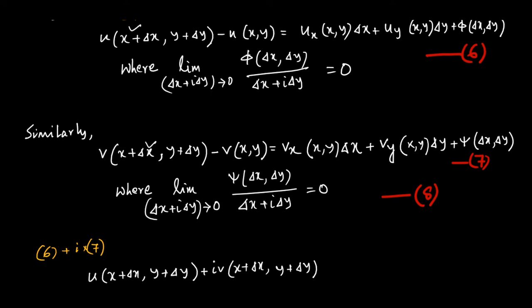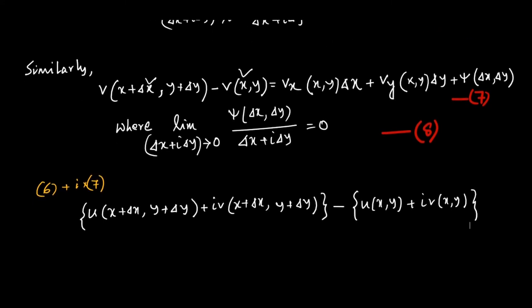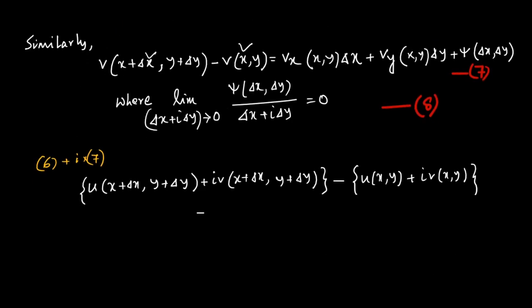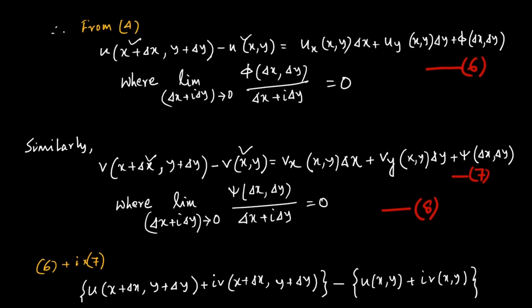If I consider these two terms, now let us write the second terms. So this minus u(x,y) from the first one, and i multiplied with 7, so that means plus i into v(x,y). Is anything clicking in your mind? So similarly I'll write the other terms. If we look quickly, this will be equal to u_x(x,y) delta x plus i v_x(x,y) delta x.